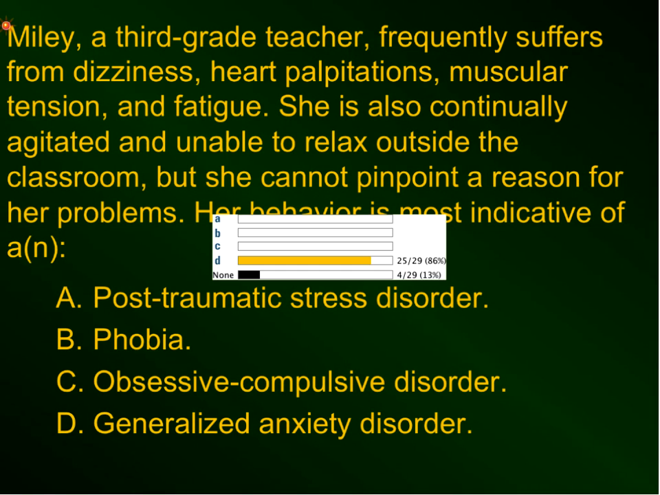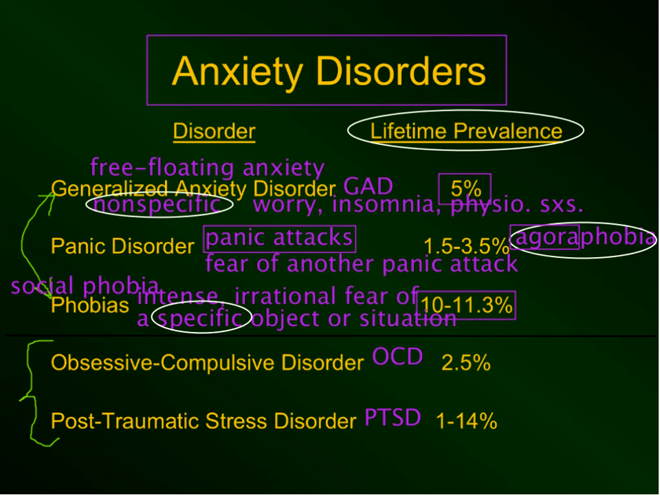Oh, wow. It's unanimous. Generalized anxiety disorder. What's the key phrase here that leads you to think this is a GAD scenario? What do you see in the question that leads to that conclusion? Yeah, she cannot pinpoint a reason. So she's got lots of physical symptoms and she's tired, she's agitated, she can't relax, but there's not a specific thing that's triggering it, right? So if we go back to this anxiety disorder slide, that's the non-specific thing, right? That's the free-floating anxiety nature of GAD.